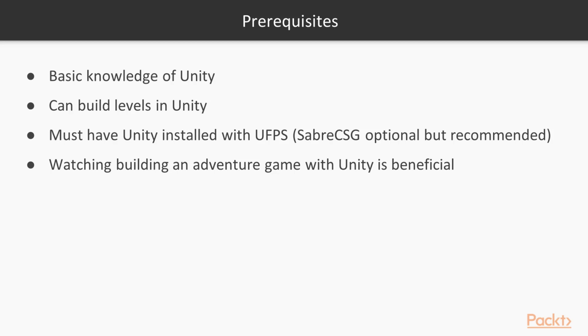You'll also need to have Unity installed on your computer with the UFPS plugin available from the Asset Store by Opsive. I also suggest that you install the free plugin Saber CSG to be able to create levels. And I go through the process of installing and setting that up in the Building an Adventure Game with Unity course. And with that, let's get started.